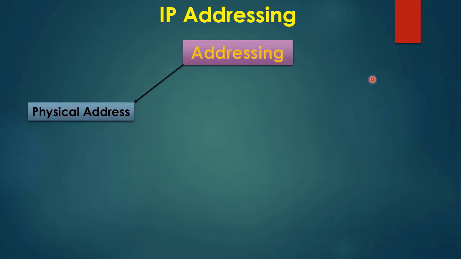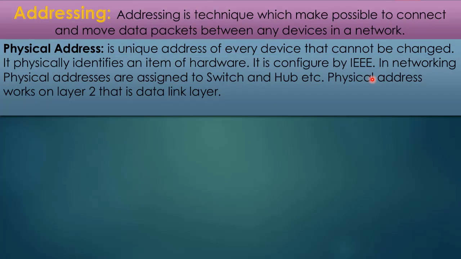Physical address is a unique address of every device that cannot be changed. It physically identifies an item of hardware. It is configured by IEEE. In networking, physical addresses are assigned to switch and hub, etc. Physical address works on the data link layer of the OSI model.